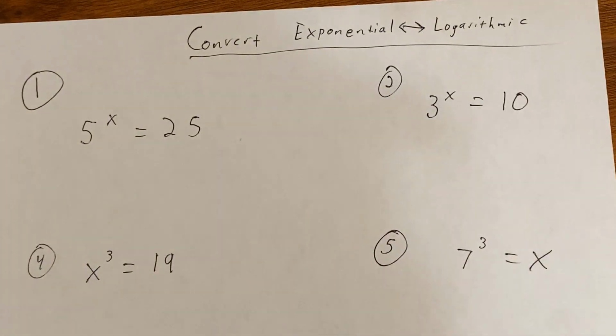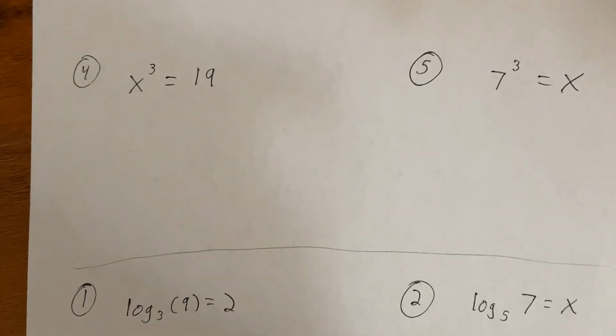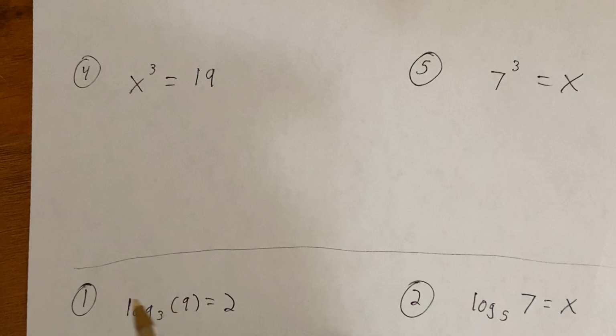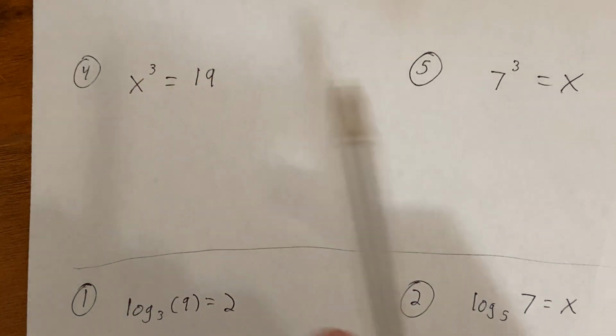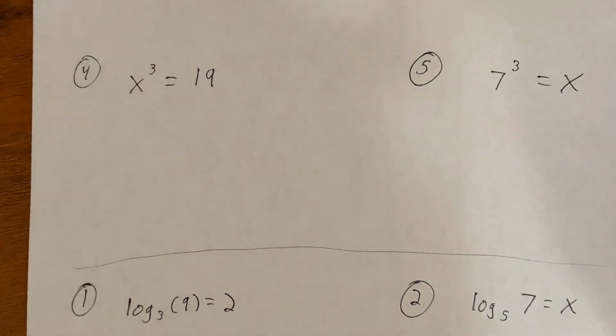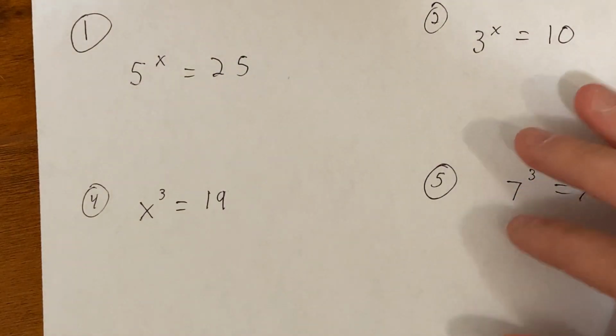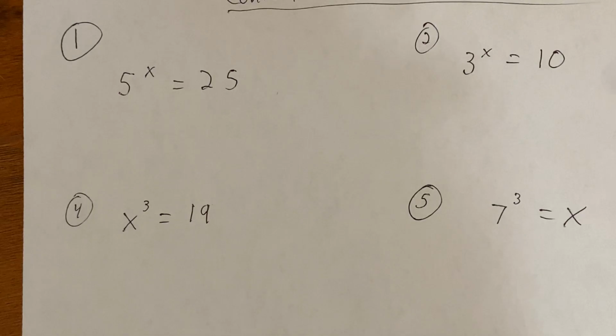So I just put up some random problems here to do, and basically anytime you have something with exponents, it could be written with the word log, and anytime you have the word log, it could be written as something with exponents. They're opposites. Kind of like multiplying and dividing are opposites, adding and subtracting are opposites. They cancel each other out.